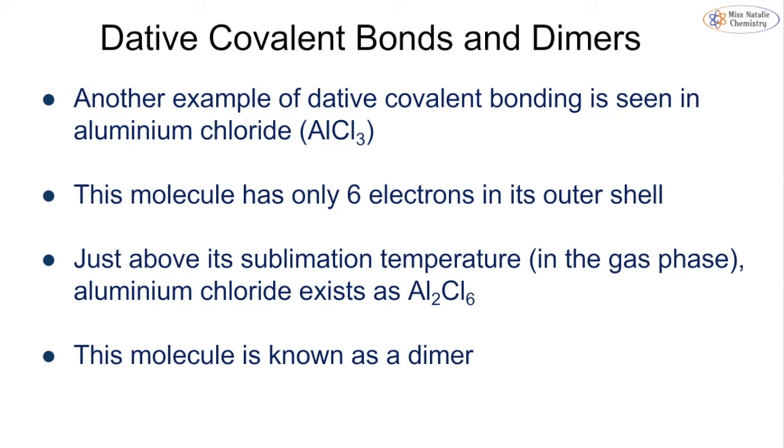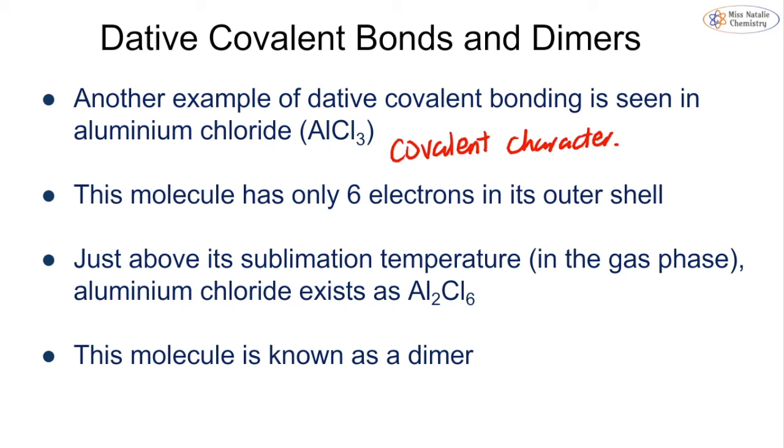Another example of dative covalent bonding is seen in aluminium chloride, which is surprising because you would assume aluminium chloride is ionic, but because we have a level of polarization, we can get the aluminium chloride having some slight covalent character. Now, don't worry about explaining why that is the case. All you need to know at this point is that aluminium chloride has dative bonds.